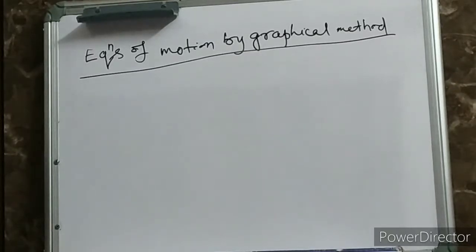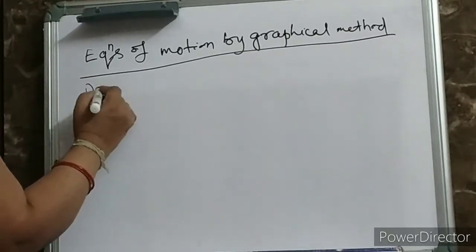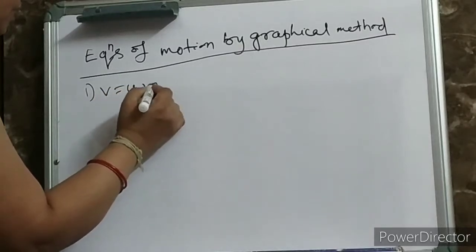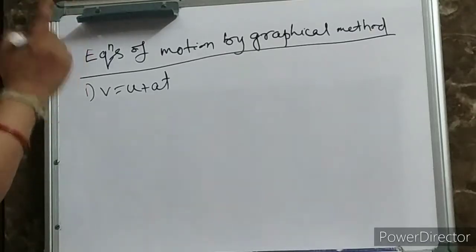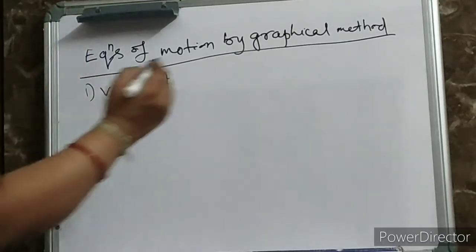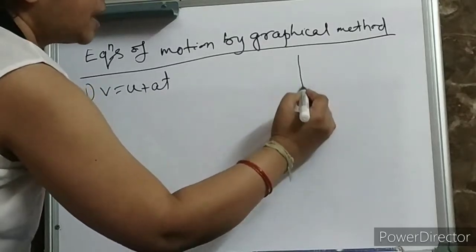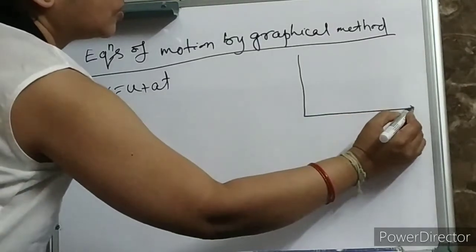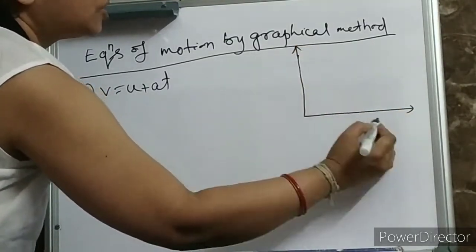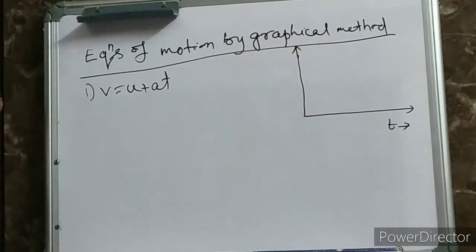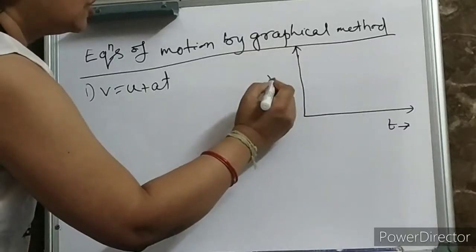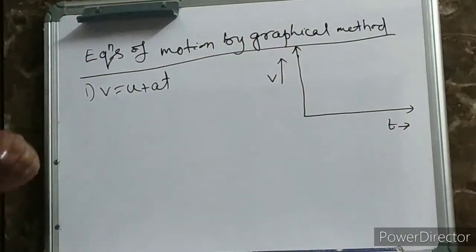Now the first equation, V is equal to U plus AT. How will we prove it? With a graph. Now we have to consider a velocity time graph. Let me draw the velocity time graph. So this is your time, already we have discussed. If you have not seen those videos, please go through those videos. And this is your velocity.